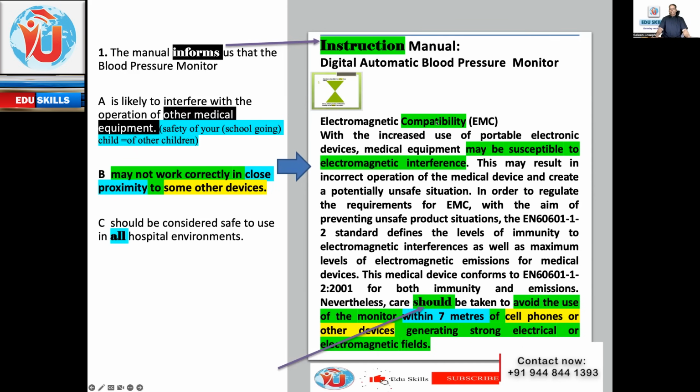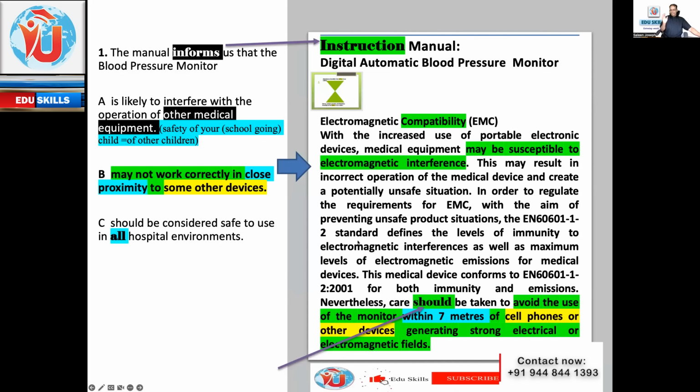Now, instruction and information. The information is given here. What is the information? With the increased use of portable electronic devices, medical equipment may be susceptible to electromagnetic interference. That is information. What is the instruction? Care should be taken. You should do this. Care should be taken to avoid the use of the monitor within 7 meters of cell phones or other devices. See, information in the topic sentence on top, instruction at the end. So the third one can be eliminated. I said there is an absolute expression. So automatically that may explain it.